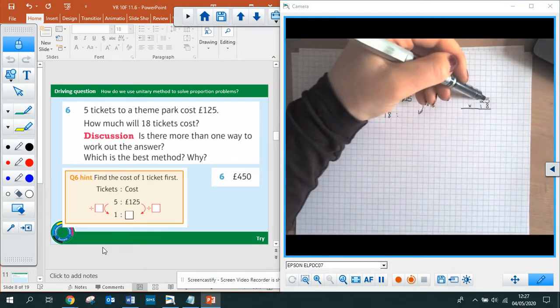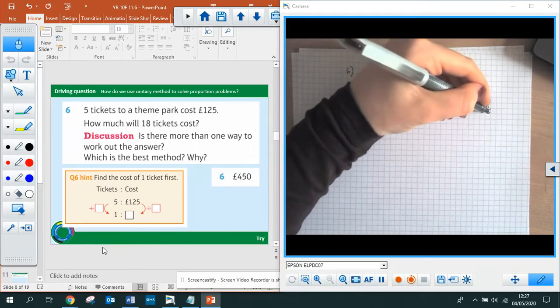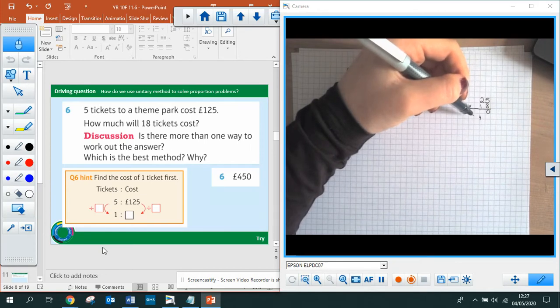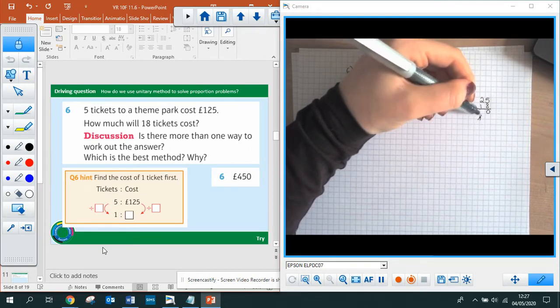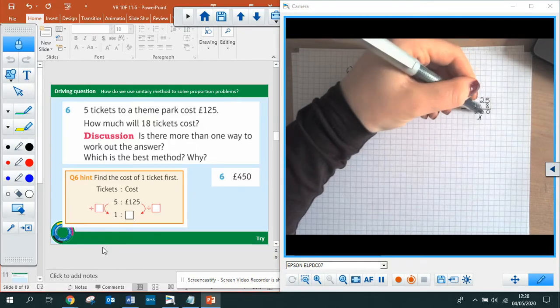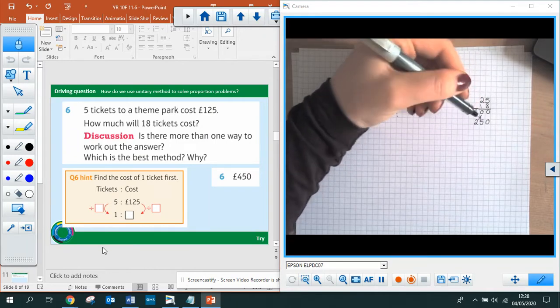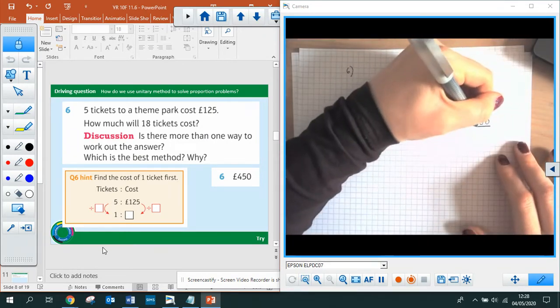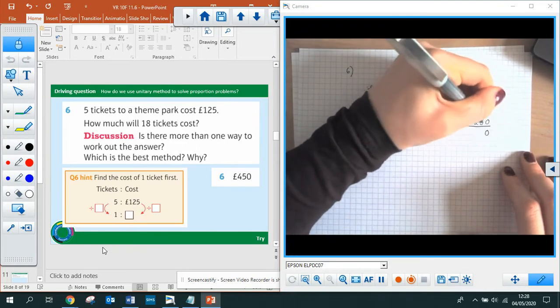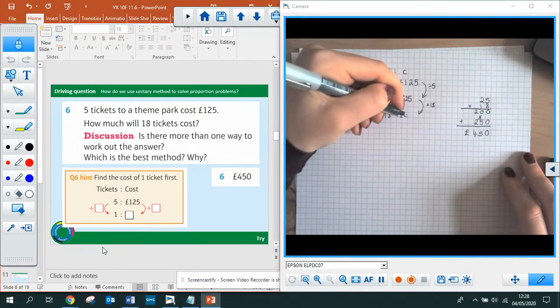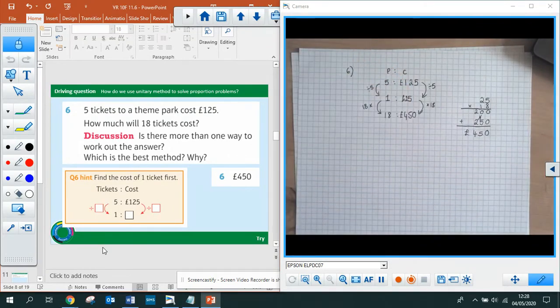8 times 5 is 40. So 0, carry 4. 8 times 2 is 16, add 4 is 20. We've dealt with the 8, now we're dealing with the 10. And we know 1 times 5 is 5, 1 times 2 is 2. Now we just add those two together. And we have £450, okay? So our answer was £450. Well done if you got that.